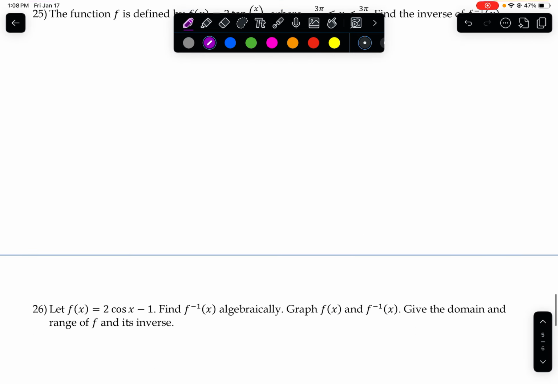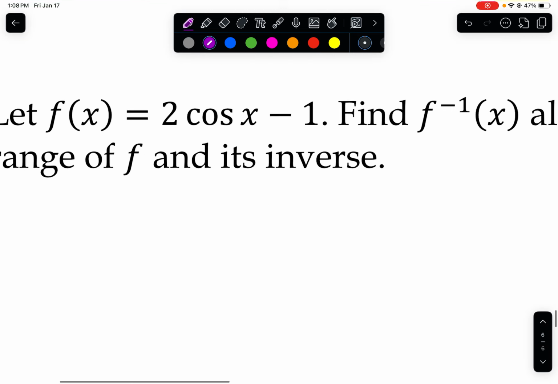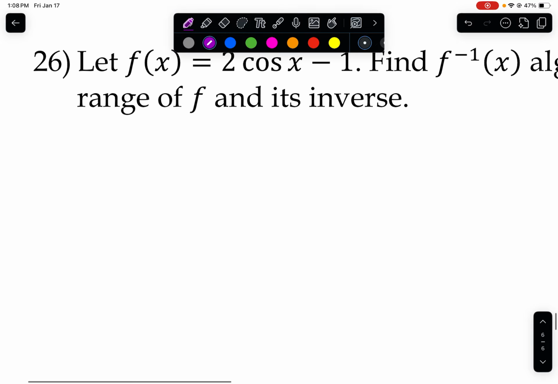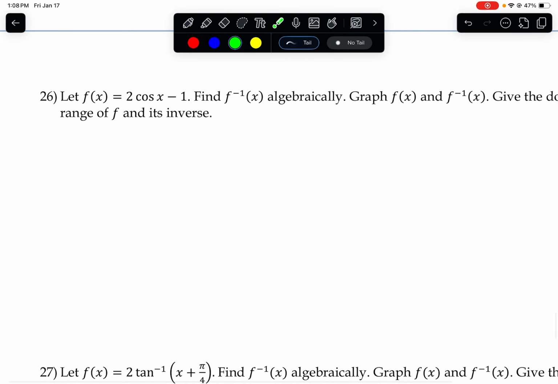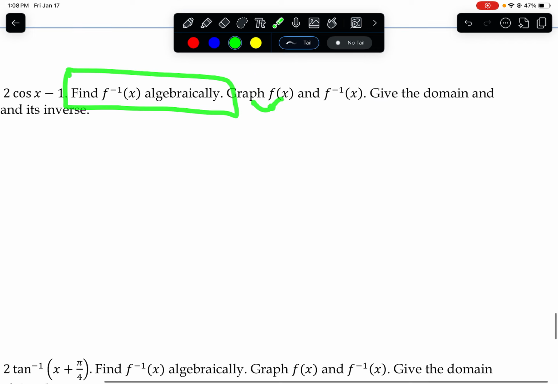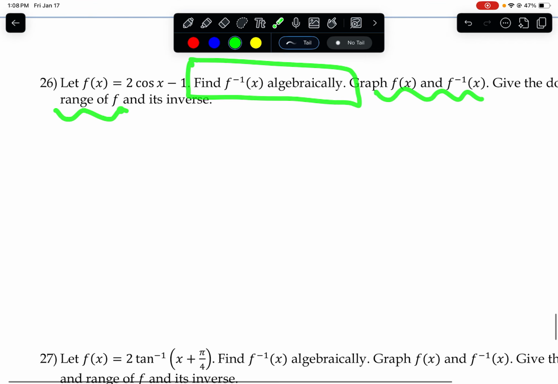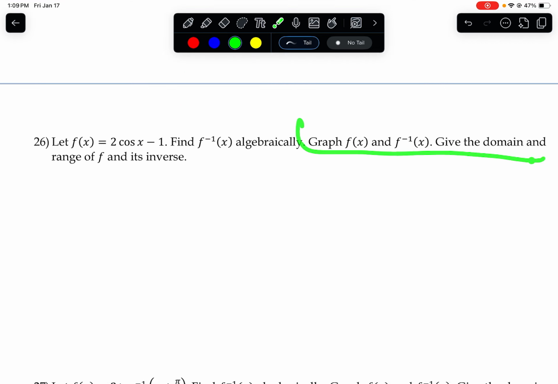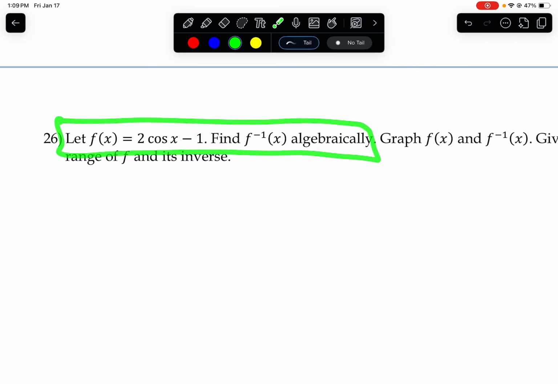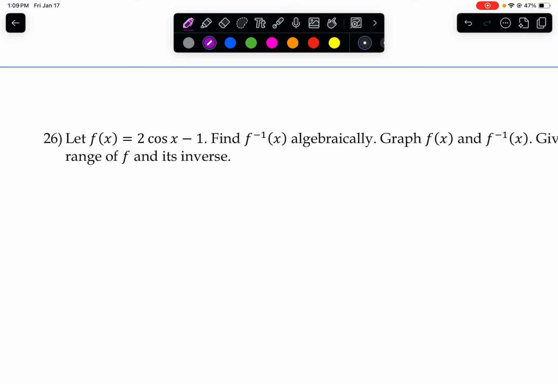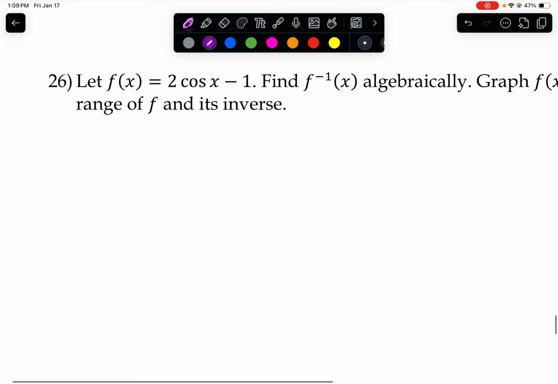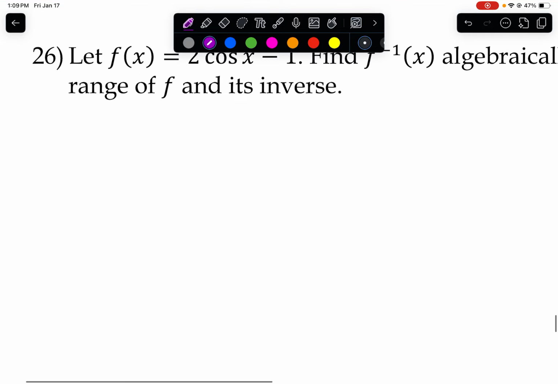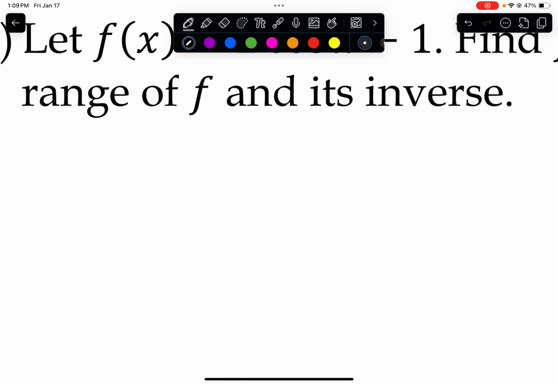I'm going to go down and do an inverse problem over here. So 26. All right. So with this one, you want to let f of x be equal to 2 cosine x minus 1. You want to find the inverse algebraically, and then you want to graph the original and the inverse, and then give the domain and range of the original and its inverse. So there's a lot on this one, but we've already done all the graphing stuff and domain and range stuff before, so I'm just going to focus on finding the inverse algebraically. But just know that in the notes and homework and whatever, you are going to be expected to do the full problem.